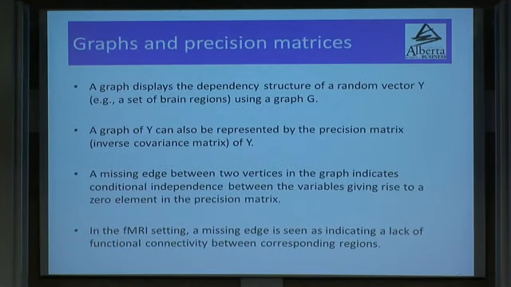So there's some background on graphs and precision matrices. A graph displays the dependency structure of a random vector y. In our case, it's going to be a set of brain regions using a graph G. It's made up of edges and vertices. A graph of y can also be represented by the precision matrix, which is the inverse covariance matrix of y. A missing edge between two vertices in the graph indicates conditional independence between the variables, giving rise to a zero element in the precision matrix. And in the fMRI setting, which is our case, a missing edge is seen as indicating a lack of functional connectivity between these brain regions, okay?